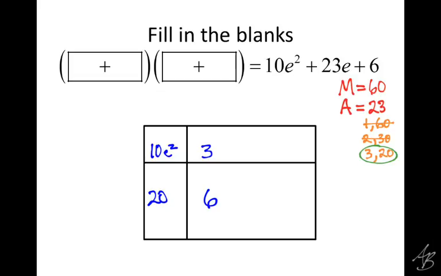Anybody tell me what the problem is? This 3 here and this 20 here, they're supposed to add up to 23E, but without E's on the 3 and the 20, they just add up to 23, no E. So this needs to be 3E, and this needs to be 20E. So what we've done now is we've just filled in the areas. We still need to figure out what the heights and the widths are.